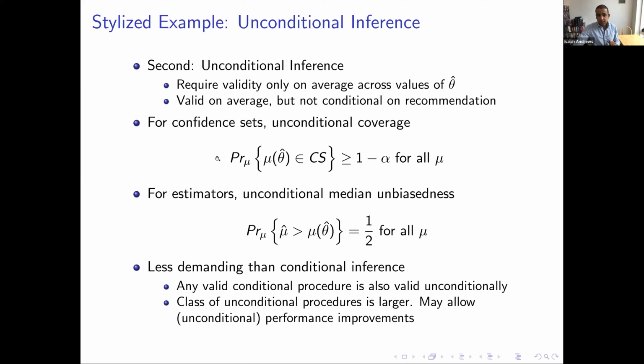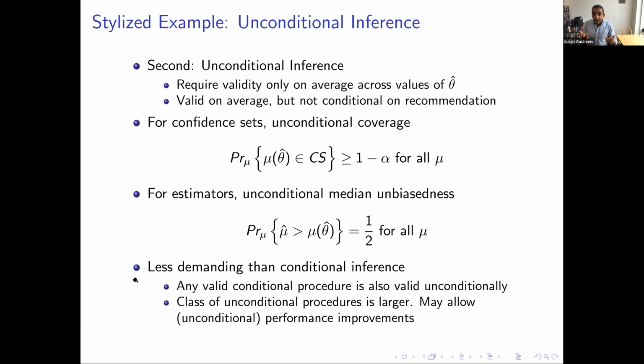For confidence sets, for instance, this would say that the unconditional coverage probability for the true effectiveness of the recommended treatment should be at least 1 minus alpha. While for estimators, we could have unconditional median unbiasedness. So the unconditional overestimation probability should be a half.